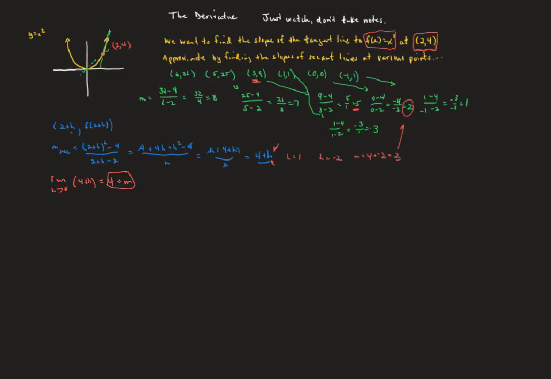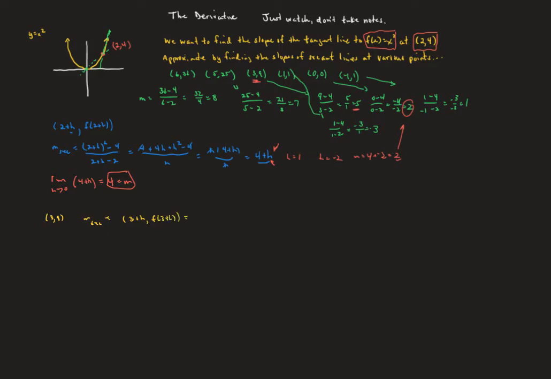Well, what if we wanted it at a different point? So if we chose the point (3, 9) to be our anchor point, I think you can see that our formula for the slope of the secant line would be: our anchor point is (3, 9), and the other point would be 3 plus h and f of 3 plus h.